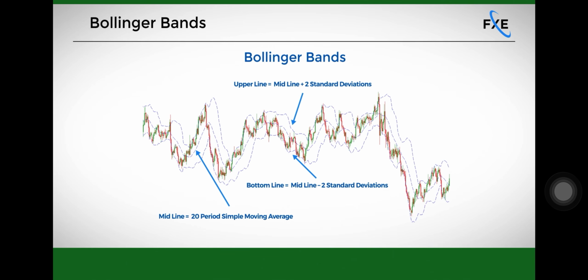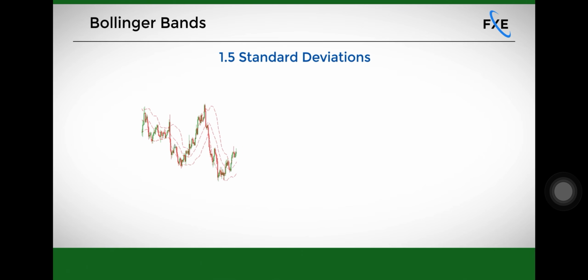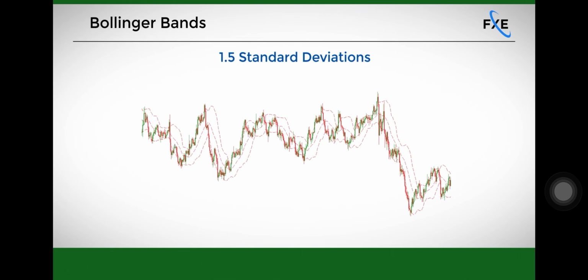Let's now look at some different standard deviations that can be applied to Bollinger Bands. The example that we can see on the screen is a Bollinger Band set at 1.5 standard deviations. You can see that although most of the price action is contained within the bands, when it does make an exit on a sharp move, it doesn't rebound back inside the bands aggressively.